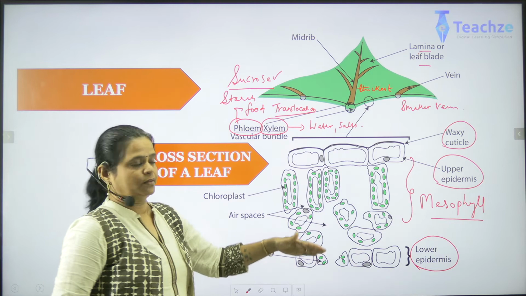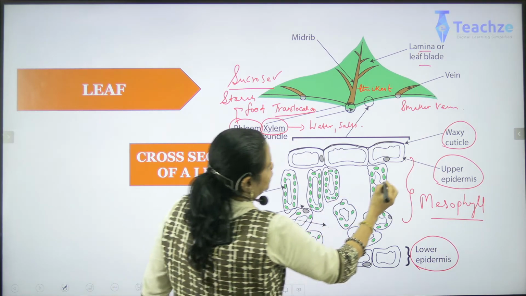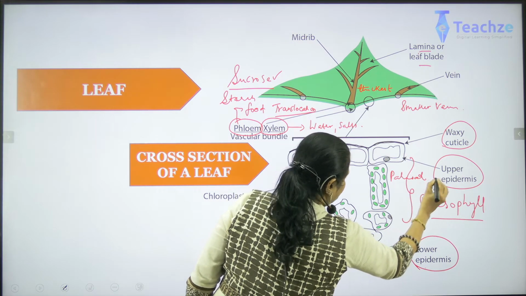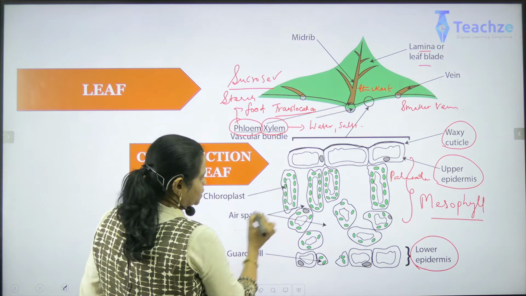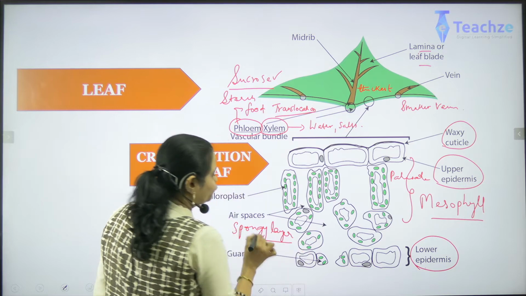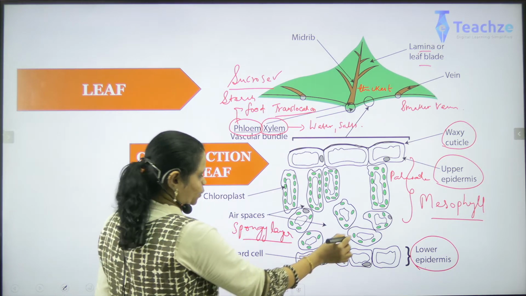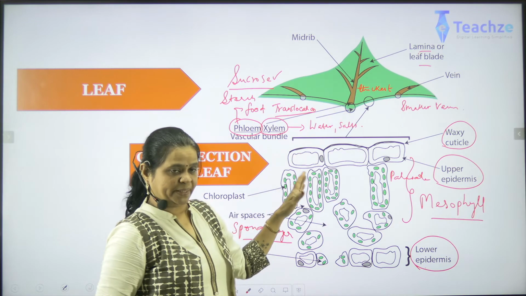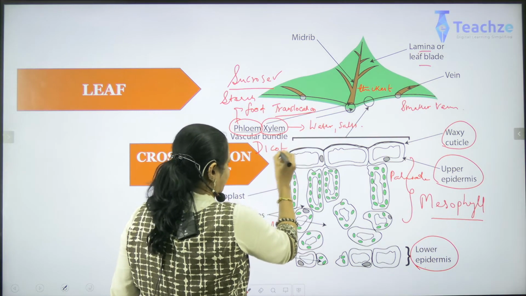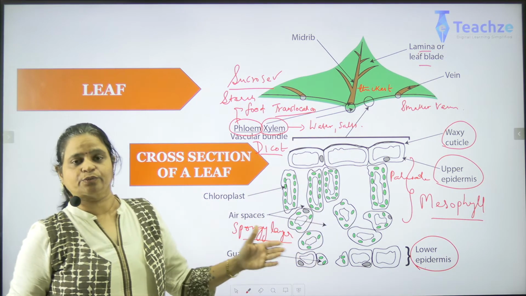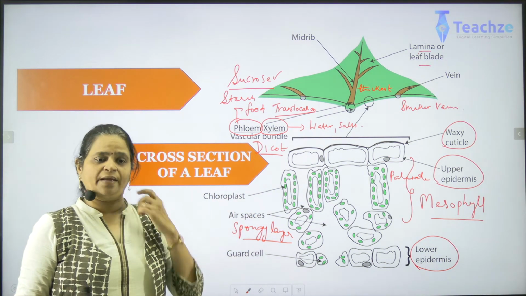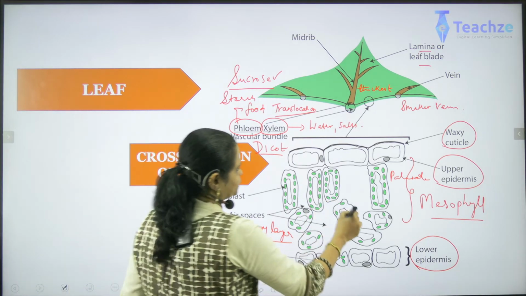So mesophyll is again divided into a palisade layer, and you see a lot of air spaces here. So we give the term spongy layer. You find more number of stomata in the lower epidermis than in the upper epidermis, since what we are looking at is a dicot leaf. So in dicot leaf, the number of stomata are generally restricted to the lower epidermis level. It is not found on the upper epidermis. But for the monocots, you find stomata on both the surfaces.